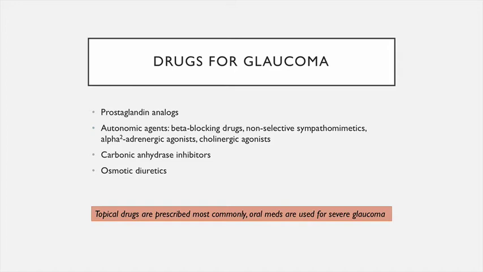For the most part, all of the drugs we're going to talk about today are going to be administered topically. Occasionally, they use some of these same classes of drugs orally, but for the most part, some sort of eye drop solution is going to be used for most people with glaucoma. And then, of course, for very severe glaucoma, we might have to go another route, an oral administration.